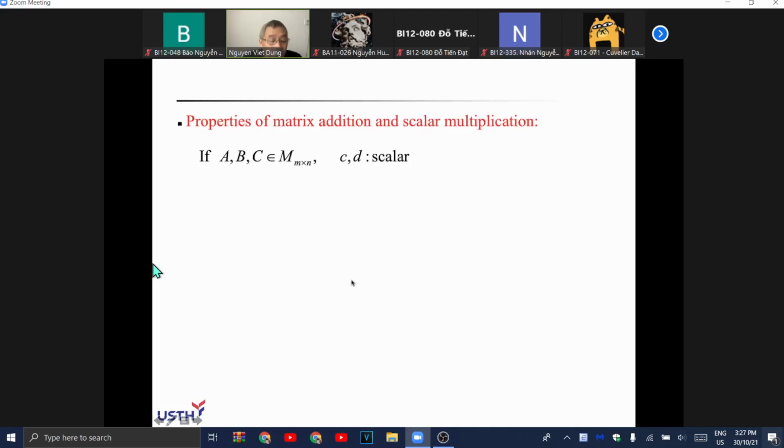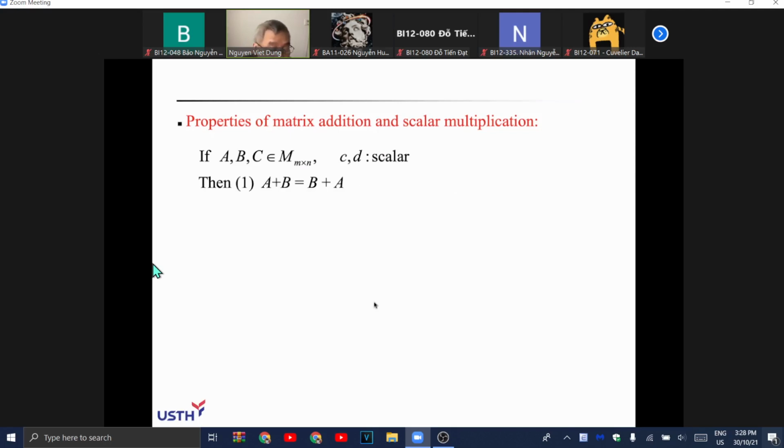Now, the properties of matrix addition and scalar multiplication will be described here. I will not prove them. I will show you, and you can apply them in doing your exercises. Most of those properties are very similar to those of operations on numbers, so it is very easy for you to follow.